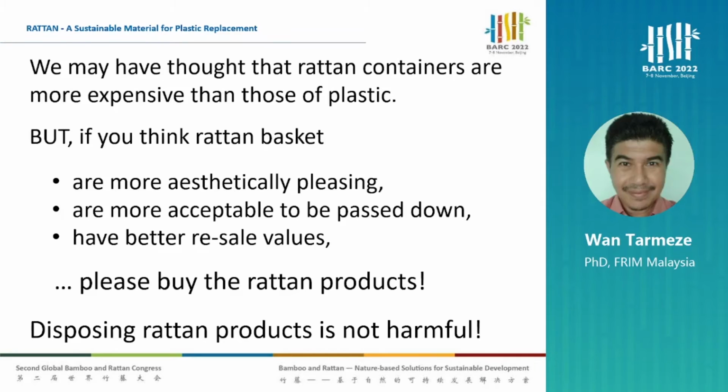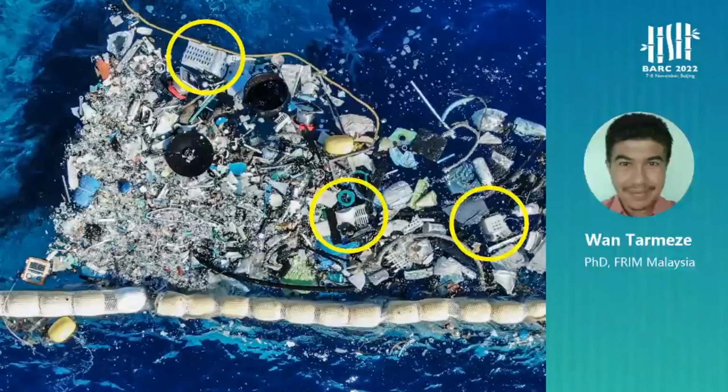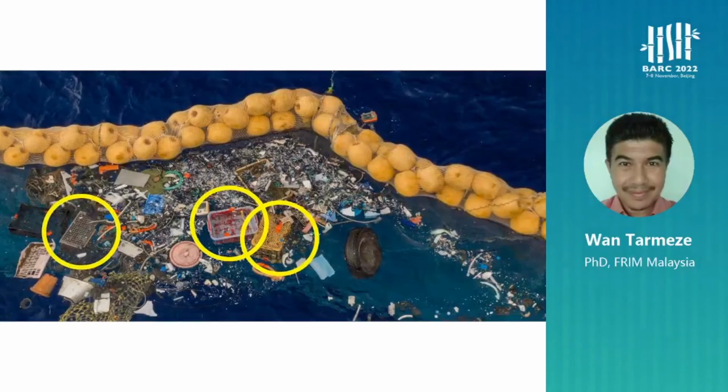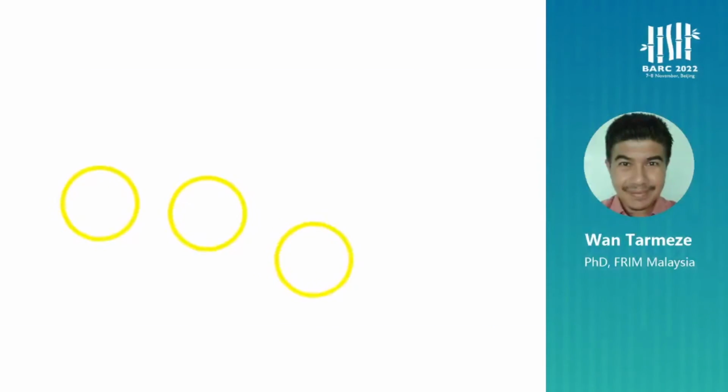We will also help the women and rural communities because most rattan products are made by them. And we will not pollute the environment when the rattan products are disposed of at dumping sites. But if we still want to keep buying plastic baskets, our plastic basket may end up in the oceans, like in this picture.